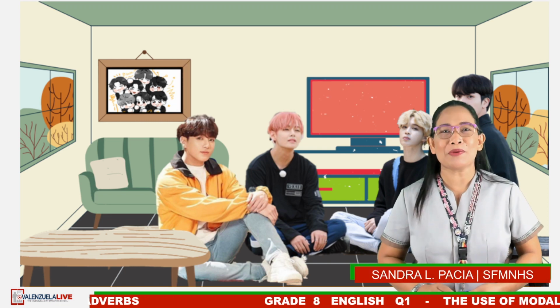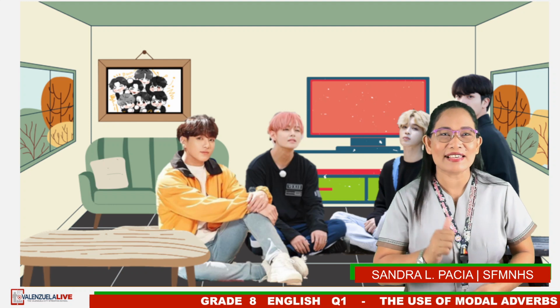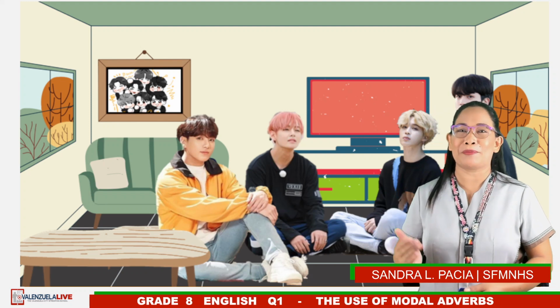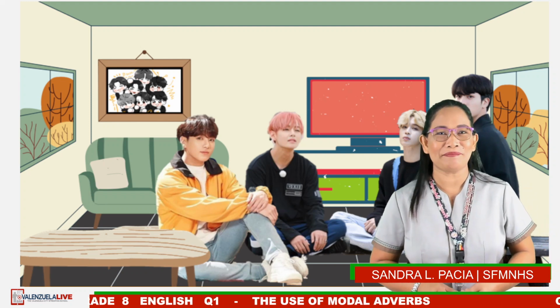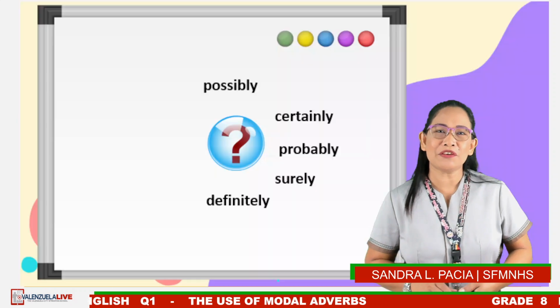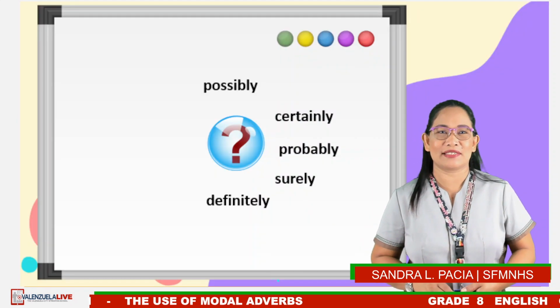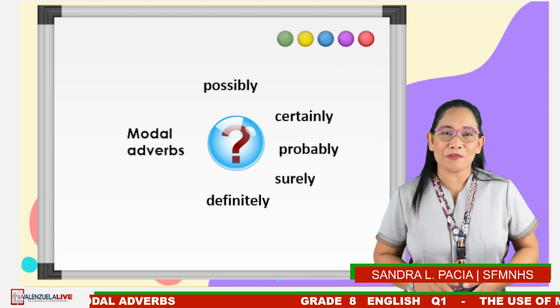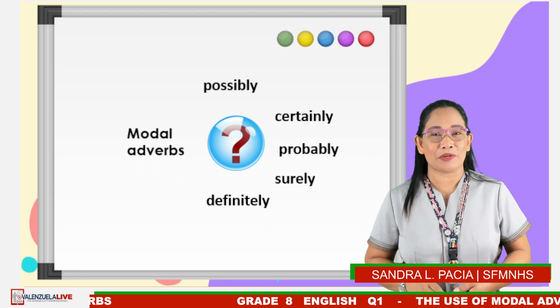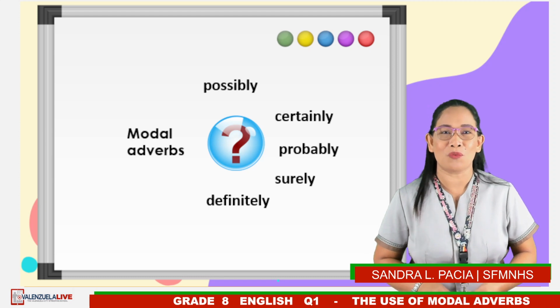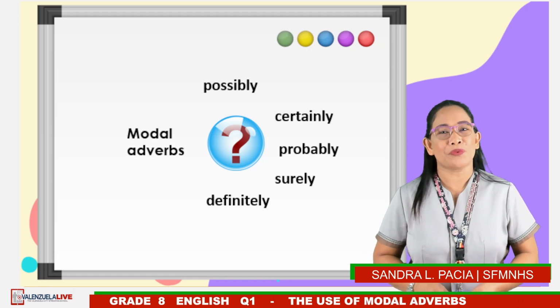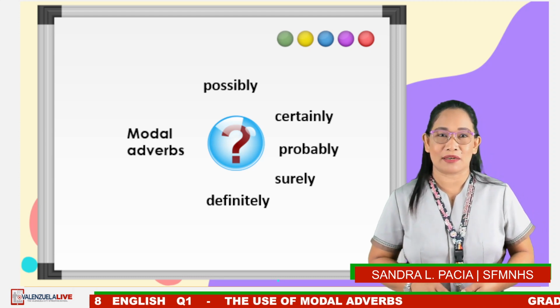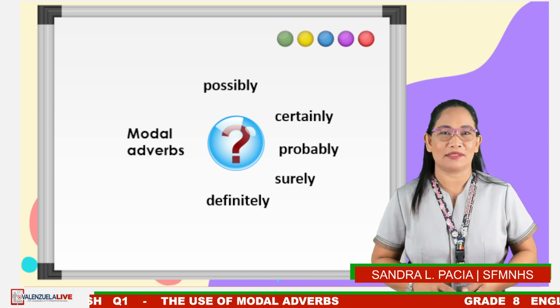Do you know the people conversing? Yes, they are the BTS members. Are you a fan of them? What do you think are the highlighted words? Great, those are modal adverbs. Before we discuss what modal adverbs are, let us first recall what these two words are. We have modal and adverbs here. So what is a modal?